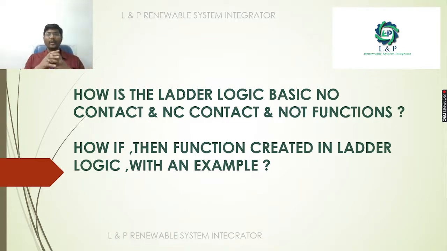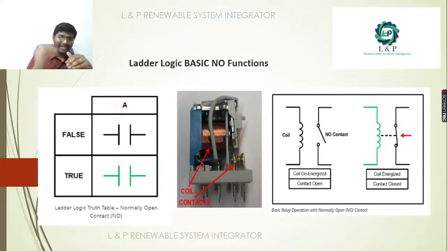Today we are going to see how the NO contact, NC contact and the NOT functions work, where we use them in ladder logic, and how we can create an if-then function inside a ladder logic, with an example also. So now let us get into the normally open function logic.